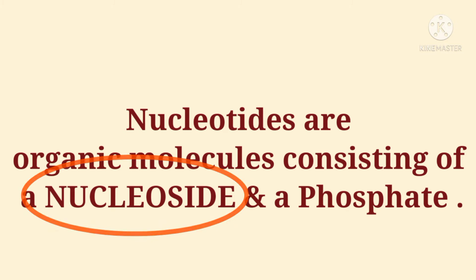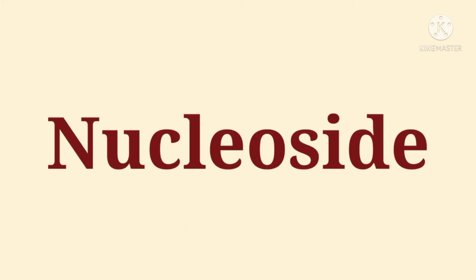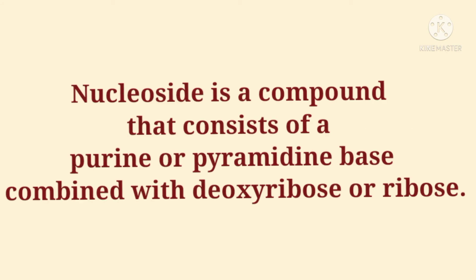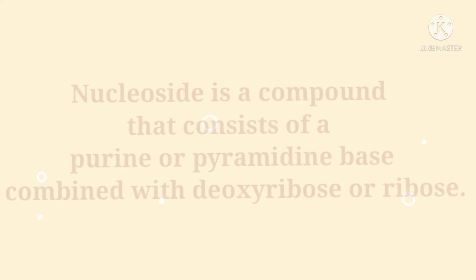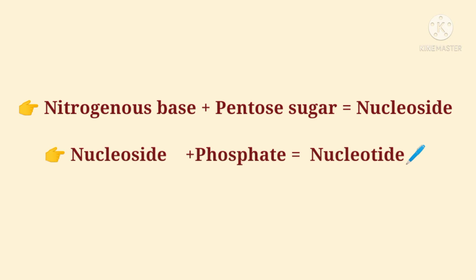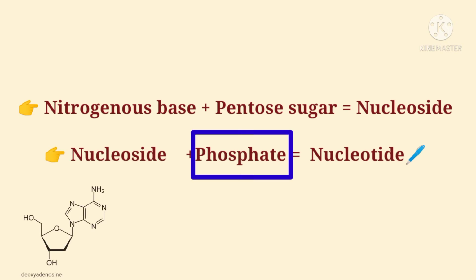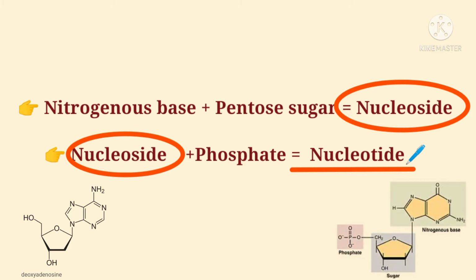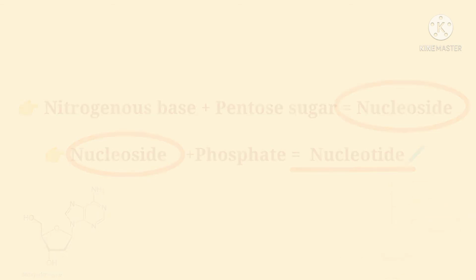Let's see what is a nucleoside. A nucleoside is a compound that consists of a purine or pyrimidine base combined with deoxyribose or ribose. The main difference between nucleoside and nucleotide is the presence of the phosphate group. Nitrogenous base plus pentose sugar is the nucleoside. Nucleoside plus phosphate is the nucleotide.